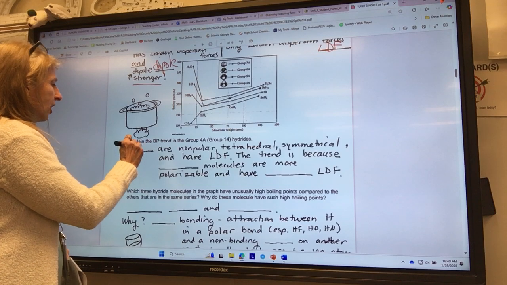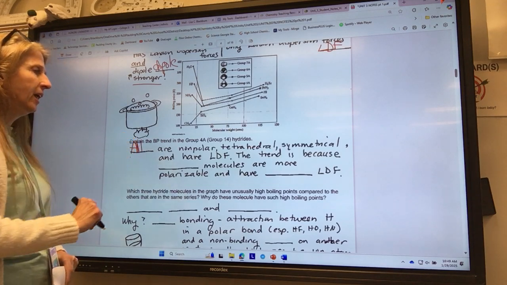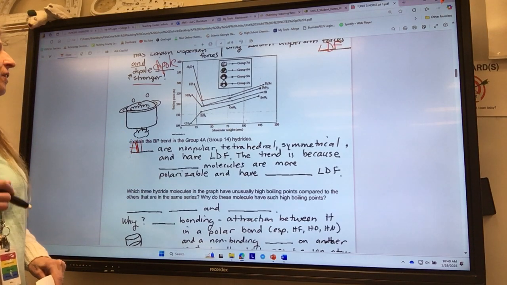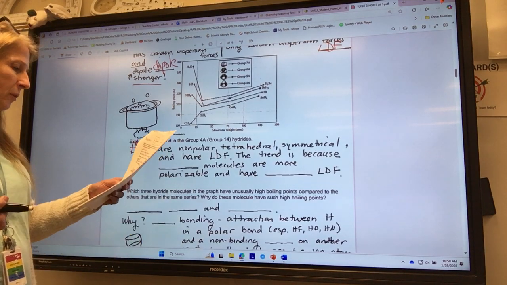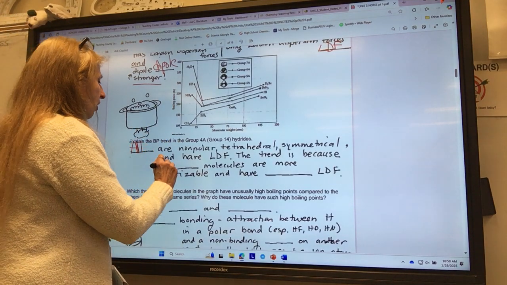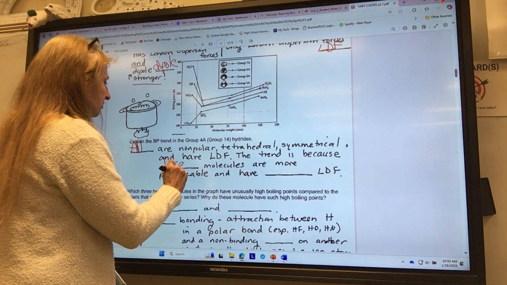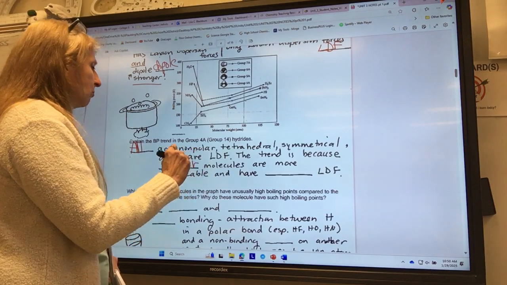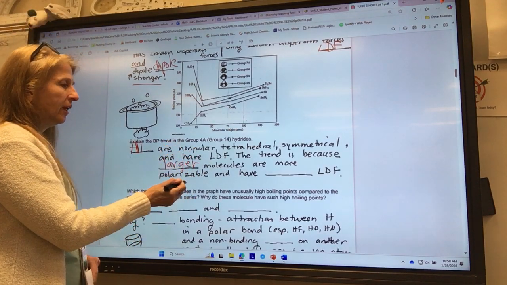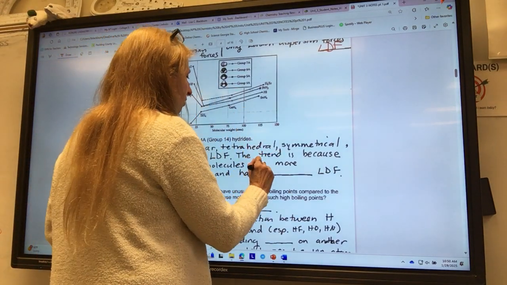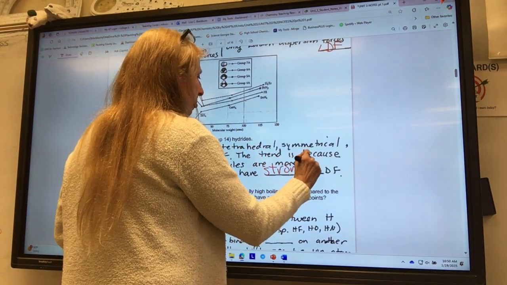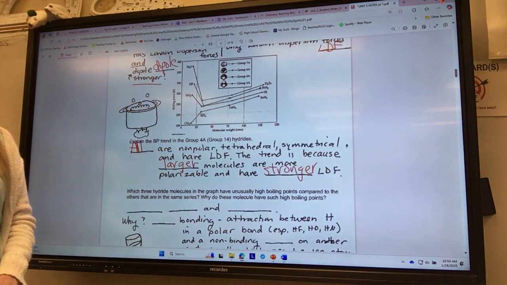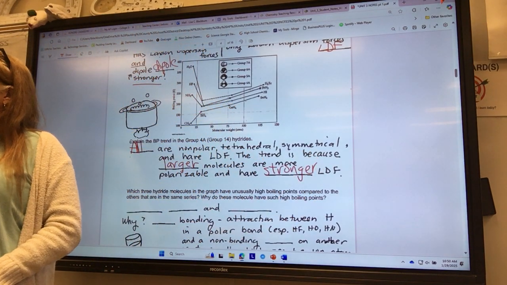Okay, so explain this trend. All of these are nonpolar. Okay? They're all tetrahedrals. They're all symmetrical. They all have London dispersion forces. But the trend is because larger molecules are more polarizable and they have stronger London dispersion forces. So they're bigger, so they got more. They got more forces, yes.